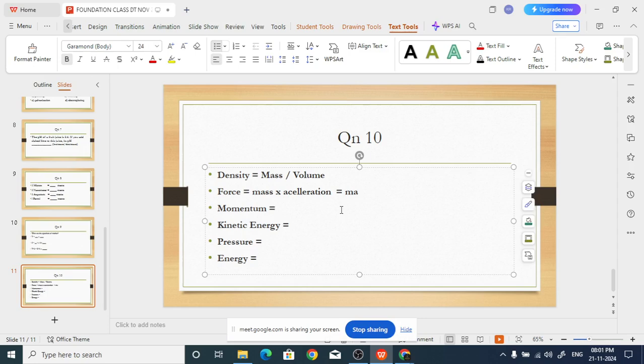Momentum is what? Mass into velocity. That is equal to mv. Then kinetic energy is half mv square. Kinetic energy equal to half mv square. Have you studied this or not?